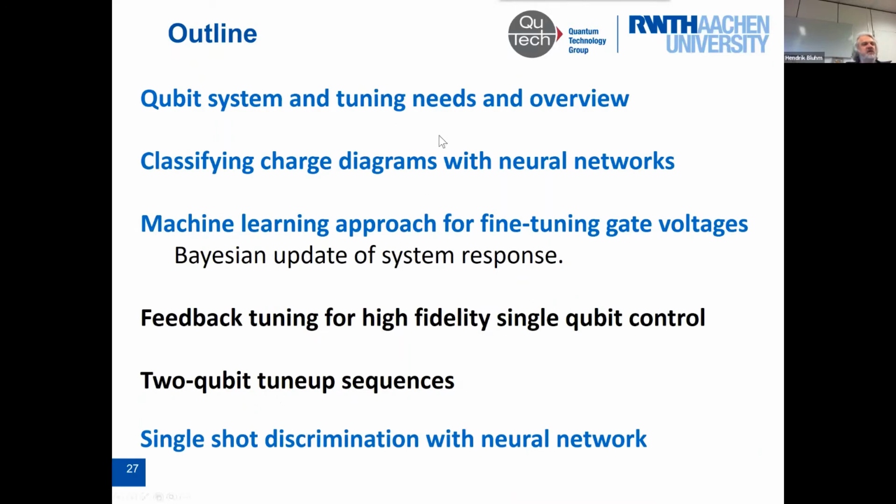Okay, so much about fine-tuning tunnel barriers. What I'd now like to move to is using feedback tuning for high fidelity qubit control and how this also could be extended to tuning up 2 qubit gates.